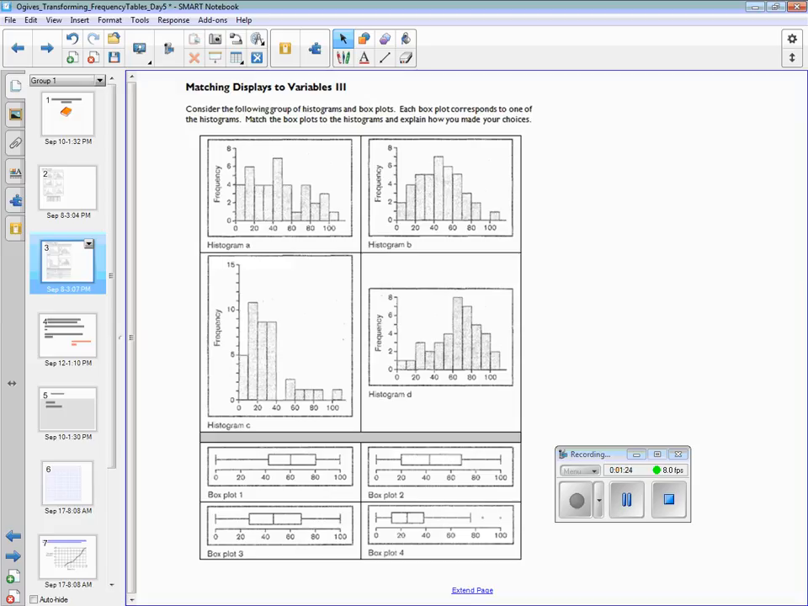What I ended up looking at were the graphs. And on these graphs, I have only one that is skewed left, if you look at the histograms. So which histogram is skewed left? D as in dog, right? So if you look at histogram D, it's skewed left. Which of the box plots is the only one that's skewed left? 1, because it has that long whisker to the left. So that's the one that I graded for extra credit.